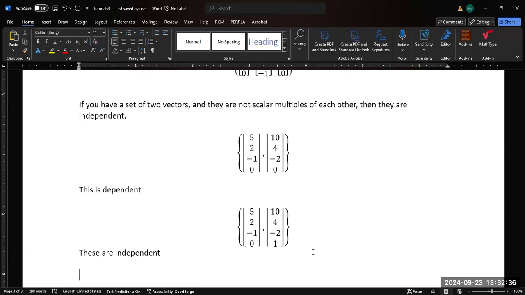Now, it is true that if you have a set of 3 vectors and you can identify that one of them is a scalar multiple of another, that will make them dependent, because that is one way of getting dependency. But if you don't see scalar multiples, that is not a guarantee that the set of vectors is independent. So let's look at an example.